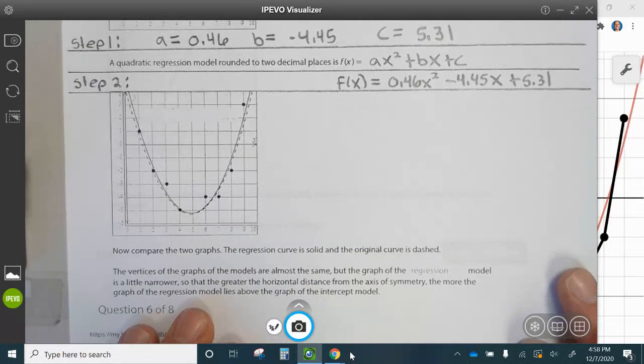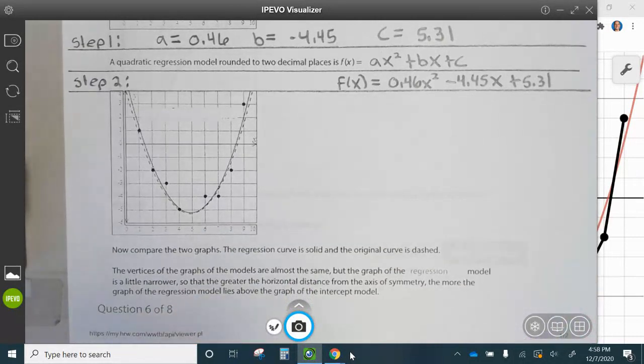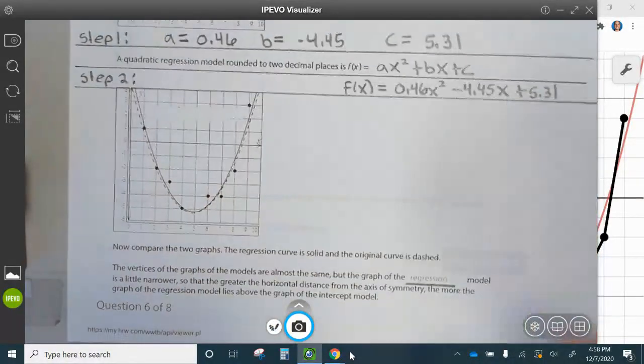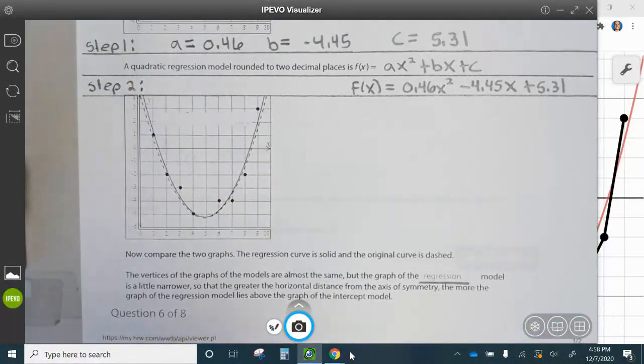All right, step 2. Now compare the two graphs. The regression curve is solid and the original curve is dashed. The vertices of the graphs of the models are almost the same, but the graph of the regression model is a little narrower. So the greater the horizontal distance from the axis of symmetry, the more the graph of the regression model lies above the graph of the intercept model. All right?